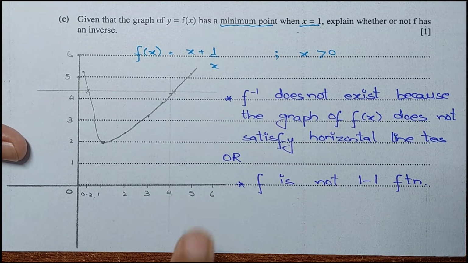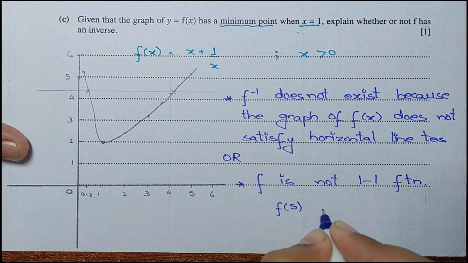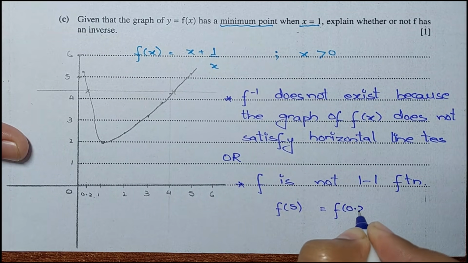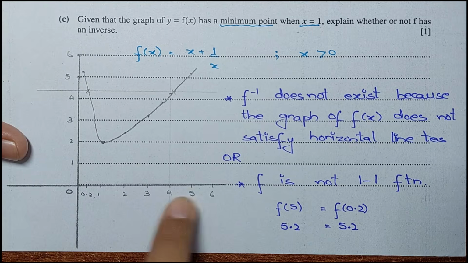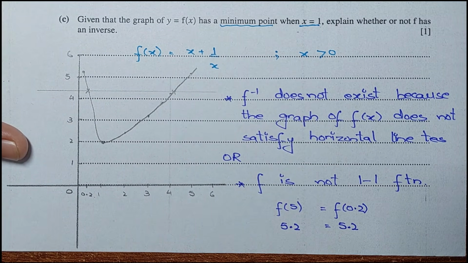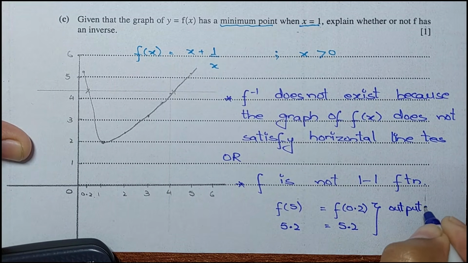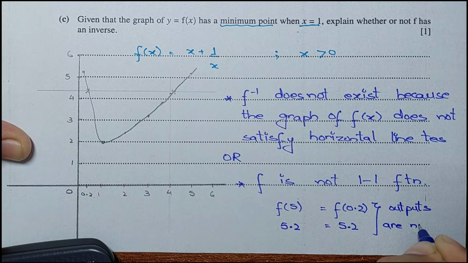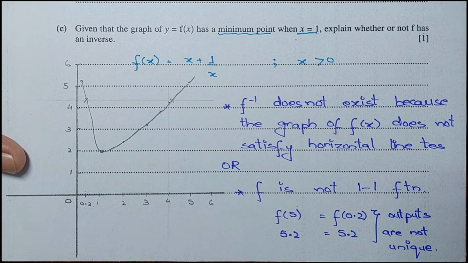A one-to-one function is a function where for every input the output is unique. f of 5 has the same output as f of 0.2. Both have the same output, which is 5.2 and 5.2. You guys can see from the graph, when you give the input 5 or when you give the input 0.2, the outputs are the same, right? The outputs are not unique. So this is the reason that the inverse does not exist.